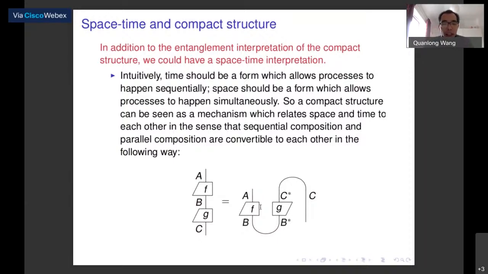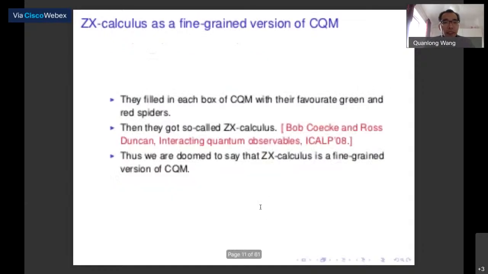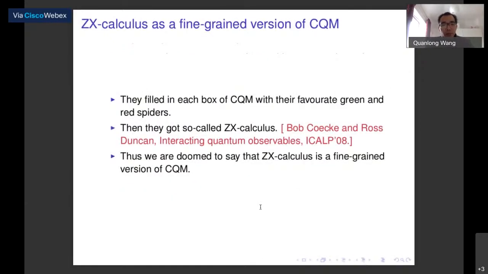So for now, we have the CQM, but there are two curious Spider-Men called Bob and Ross. They want to look inside the box of each process. So basically, they fill in each box of CQM with their favorite green and red spiders, and they got the ZX calculus. In this way, we can say that ZX calculus is a fine-grained version of CQM.